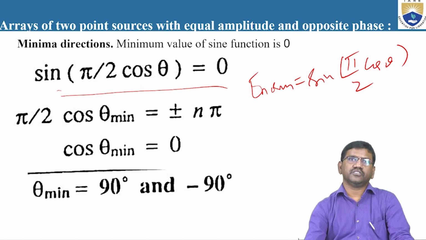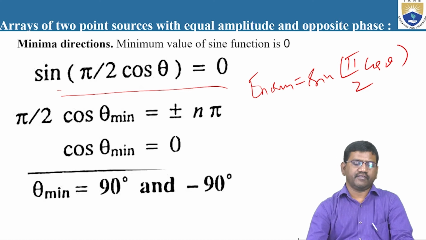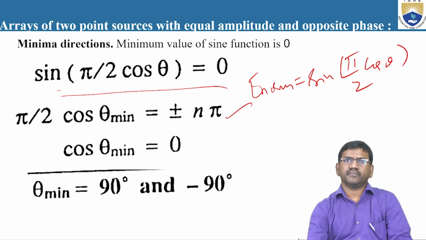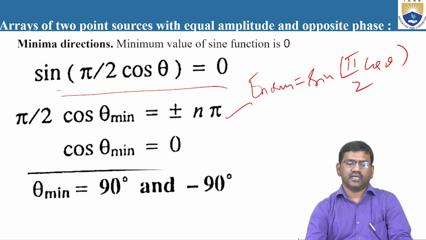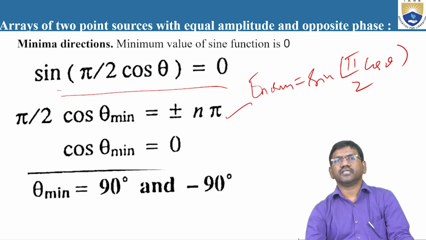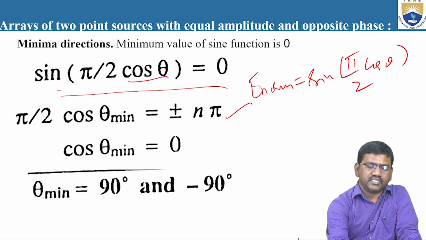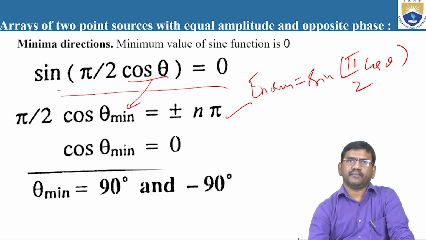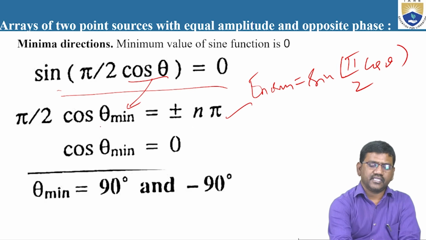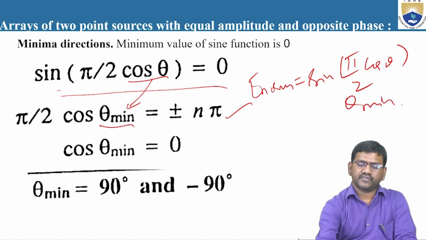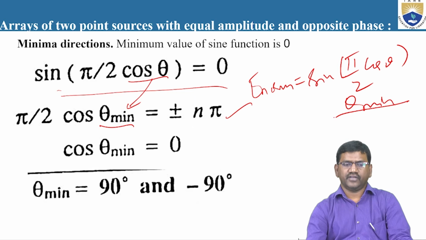Now the trigonometric solution for the sine function equal to 0 is given by (pi/2) cos theta min = plus or minus n pi. So this is the trigonometric solution for the sine function if it is 0. And as we are going to find the minimum direction, this cos theta has been modified as cos theta min. That means the radiation pattern in the minimum direction is specified as theta min. Theta min specifies the minimum angle of direction, that is, where the radiation pattern is directed.